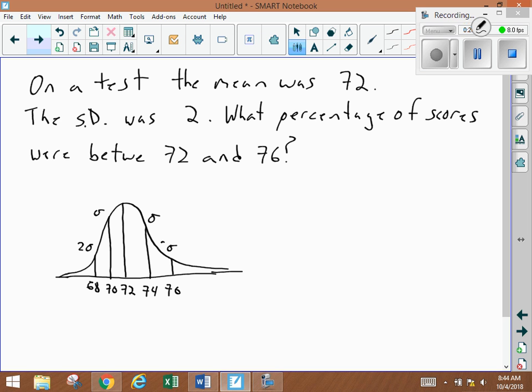That's 2 standard deviations above. Here is 3 standard deviations above, which is 78. So there's 3 standard deviations, and then right here, 3 standard deviations below is at 66. So if we want to know the amount that we're in here, that's what we're being asked for. What percent is in here?